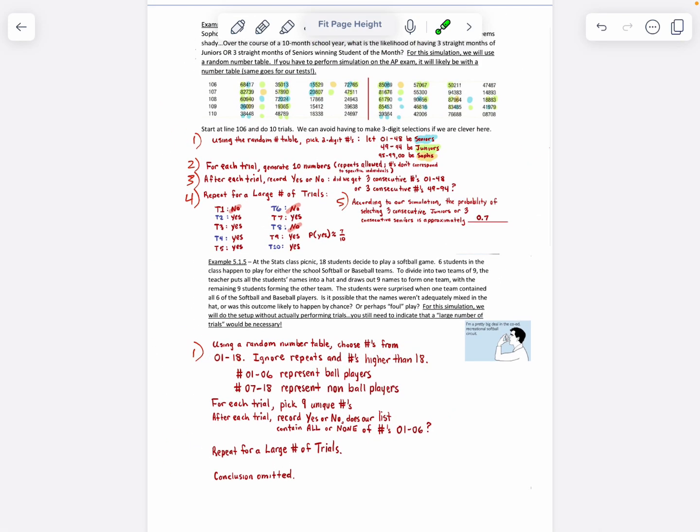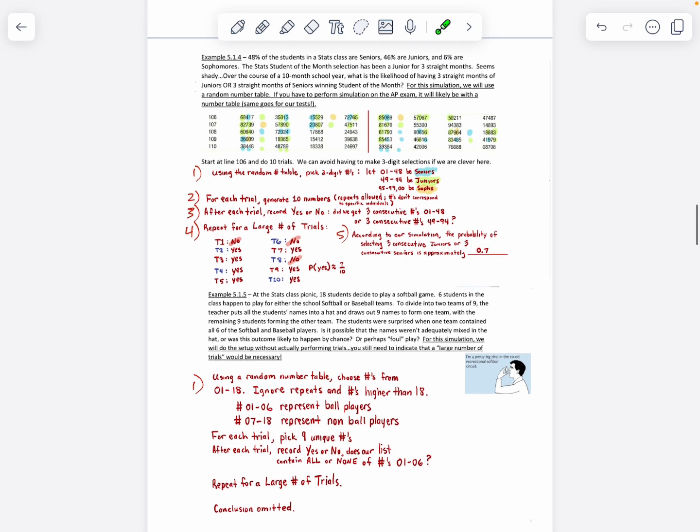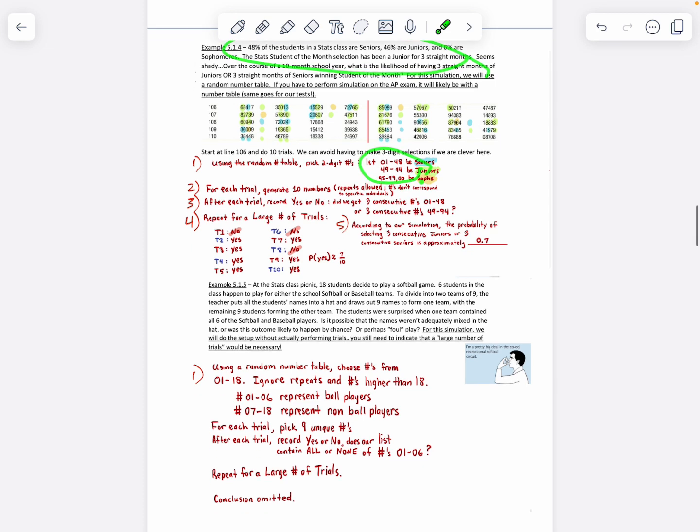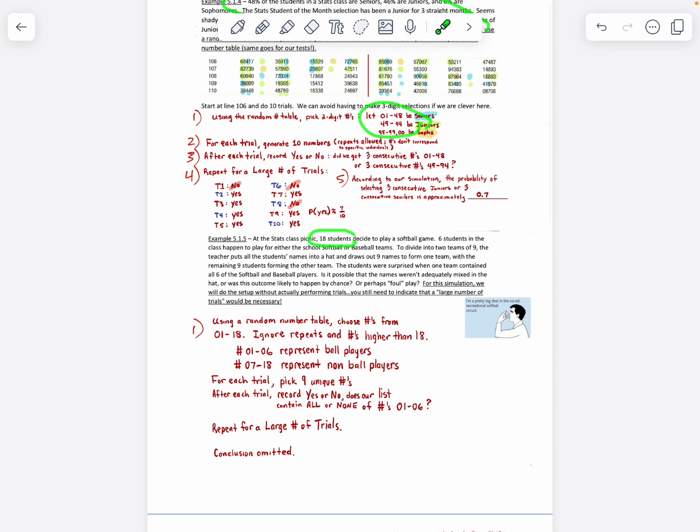Let me compare and contrast real quick. Up here we were given percentages. We used the numbers 1 to 100, kind of. We use the numbers 01 to 00. Okay. Down here, we only have 18 people. So let's pretend like we number them 1 through 18 and we are only interested in numbers 1 through 18 and we ignore everything else.